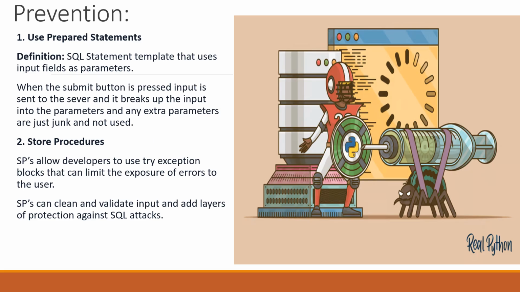The second way is stored procedures. Stored procedures allow developers to use try and catch exception error blocks that can limit the exposure of errors and issues in the database. It says, hey, attempt to do these things, and if they don't work or if a failure occurs, stop and produce a structured error that you can send out to the users. They're very clean. You can validate your input and add layers of protection, and it's a very nice and clean way to do so.